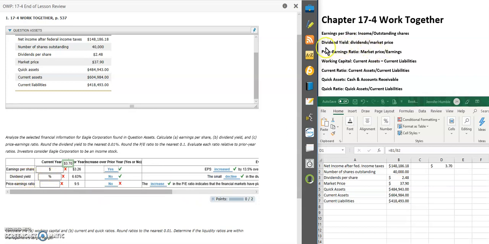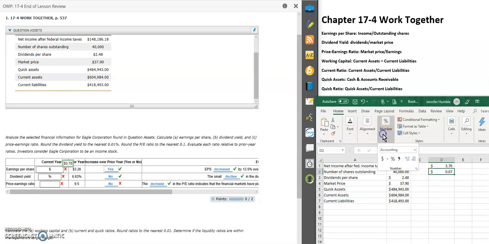All right, so the next one, dividend yield. Okay, dividend yield is a little bit less obvious what the formula is going to be, so you might have to get this one memorized. It is your dividends, okay, divided by the market price. All right, so our dividends in this case are $248 and our market price is $37.90. So we are going to come over here and we're going to say equal our dividends, $248, divided by our market price of $37.90.